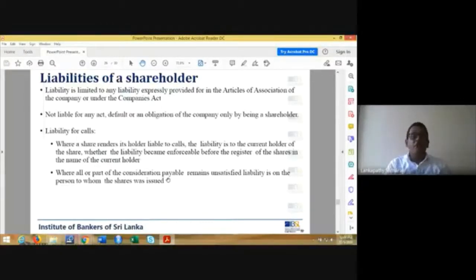The liability for calls, where a charge is rendered, is called a liability for calls. The liability is on the current holder of the share, whether the liability becomes enforced before the register is charged in the name of the current holder. So liability lies on the name of the current holder of the share. Where all or part of the consideration payable remains unsatisfied, liability is on the person to whom the share was issued. So these are some liabilities of the shareholders you can observe.